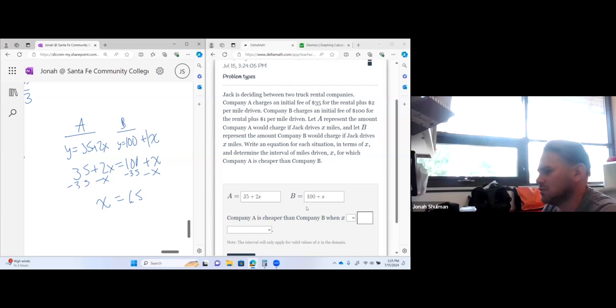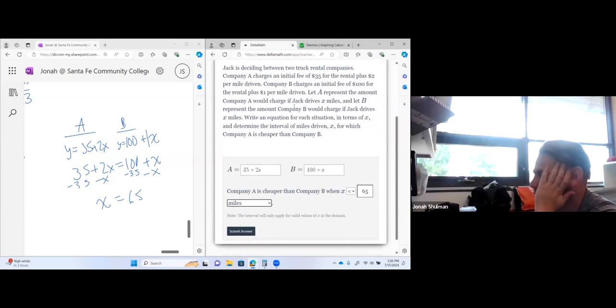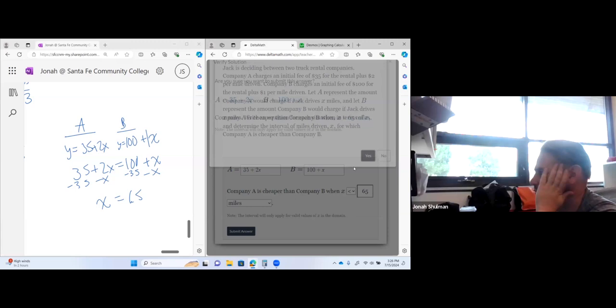So this just means company A is cheaper than company B when x is less than 65 miles. Because at 65, they're equal, but after 65, B becomes cheaper. That was algebraically. If you want to see it on the chart, you could do it that way.